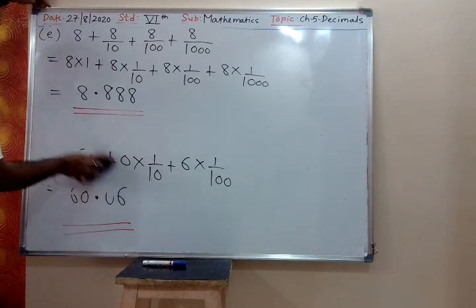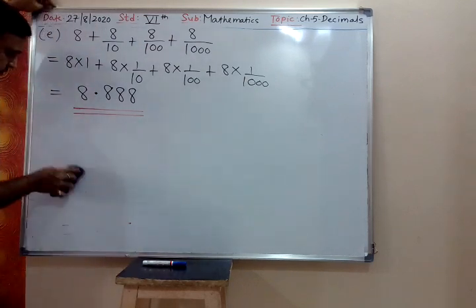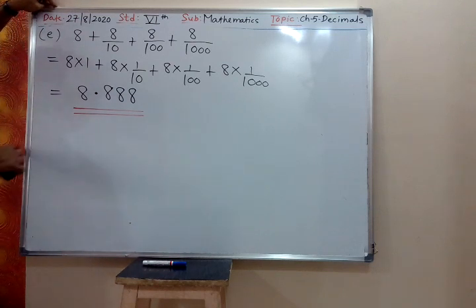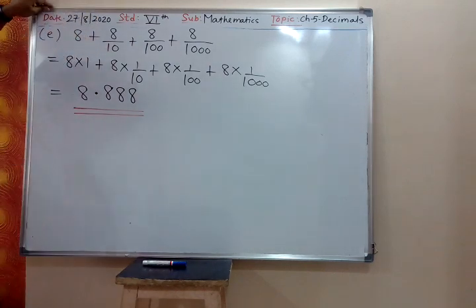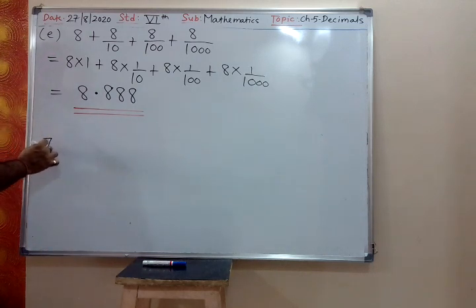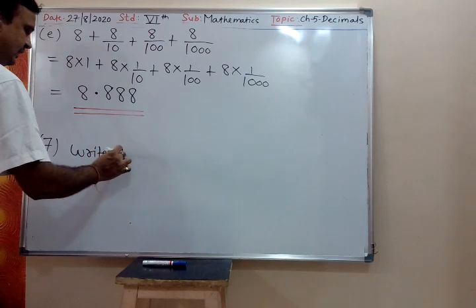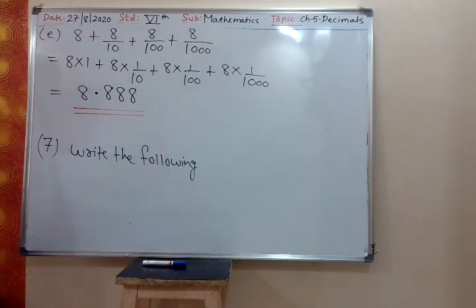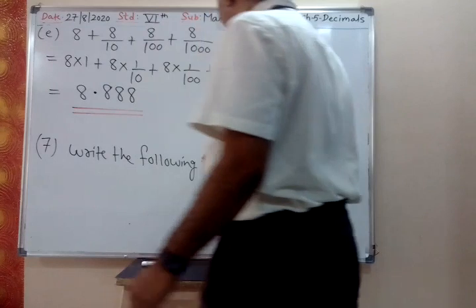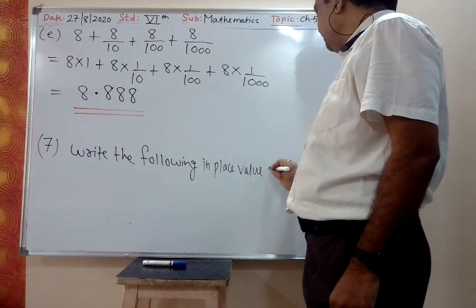Now let us write 7th. Write the following in the place value chart.